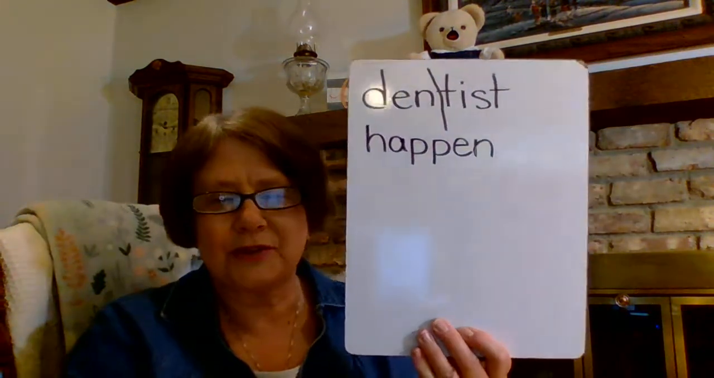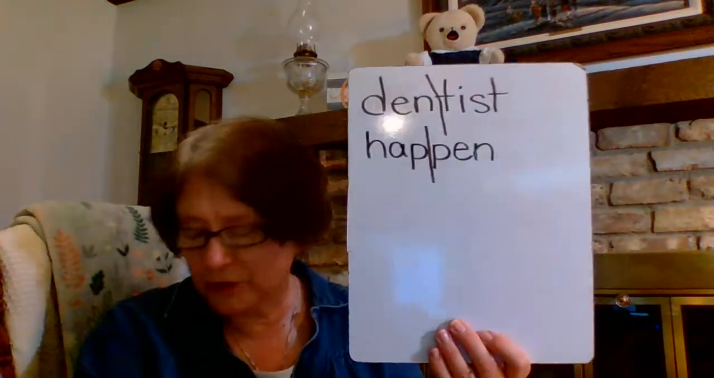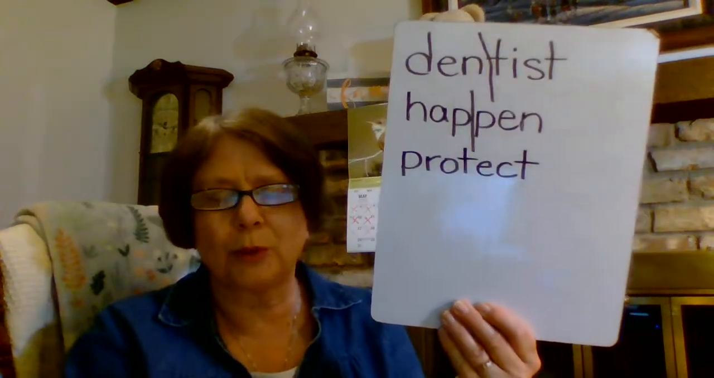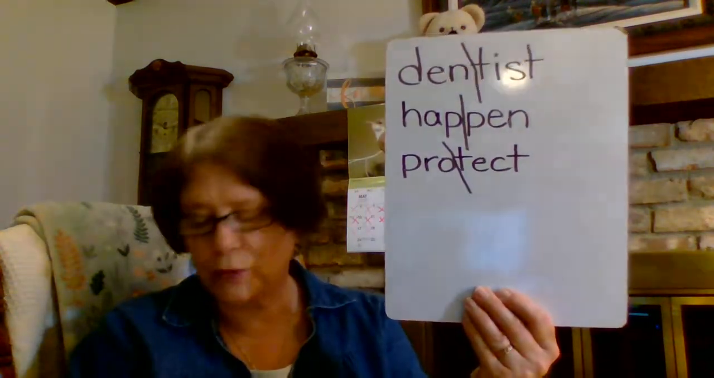The next word is happen, H-A-P-P-E-N. When you have two letters the same in the middle of the word, that's where you divide your word. Happen. So it's divided right between the two letters. The next one is protect, P-R-O-T-E-C-T. We can hear the first syllable, pro, and then tect. So we divide the word between the O and the T, protect.